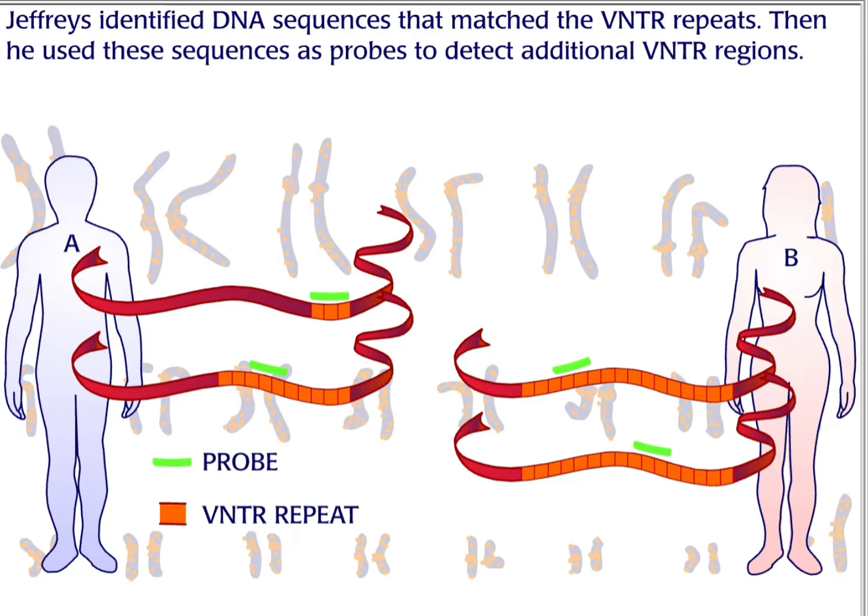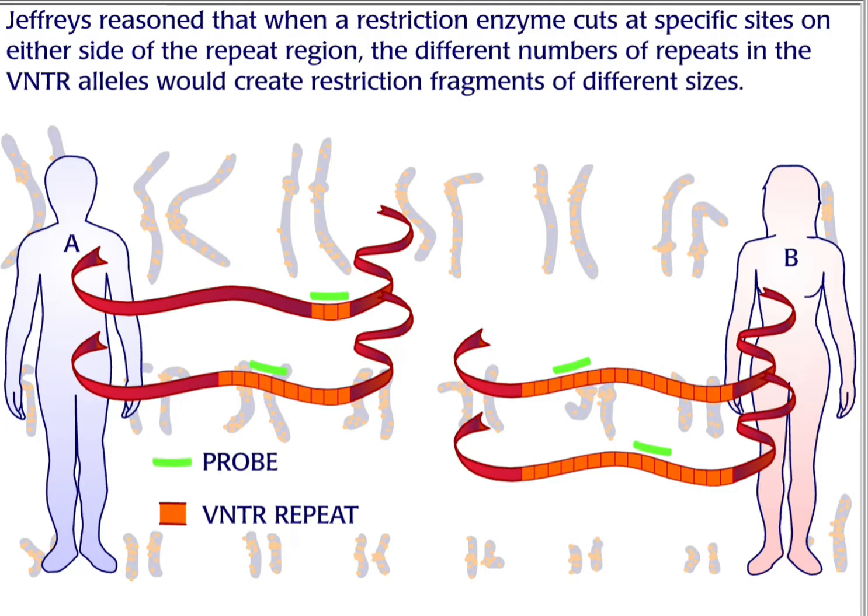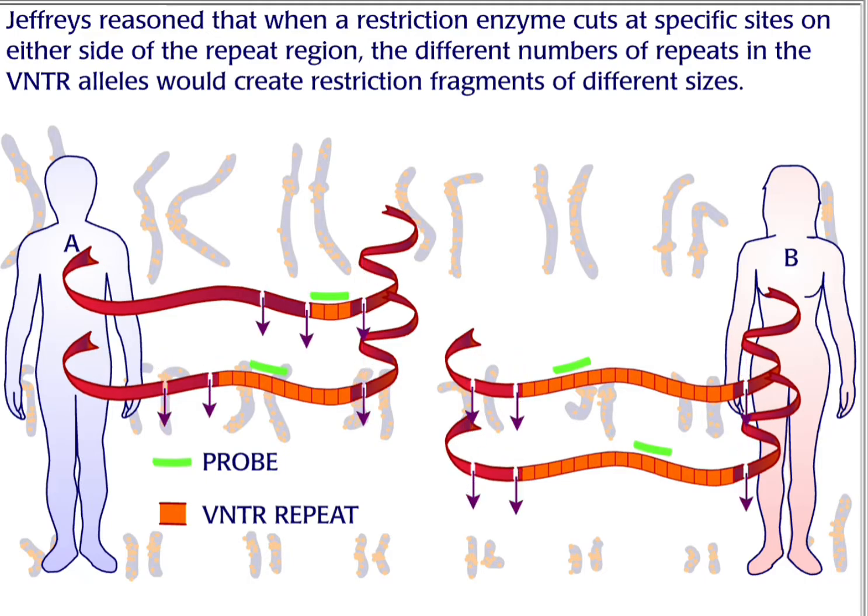Jeffreys identified DNA sequences that match the VNTR repeats. Then he used this sequence as a probe to detect additional VNTR regions. Jeffreys reasoned that when a restriction enzyme cut at a specific site on either side of the repeat region, the different number of repeats in the VNTR alleles would create restriction fragments of different sizes.